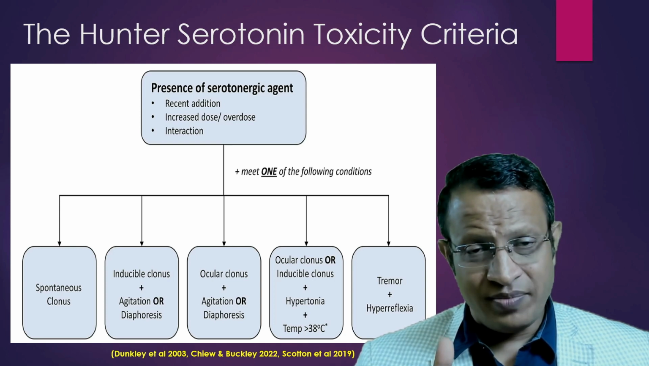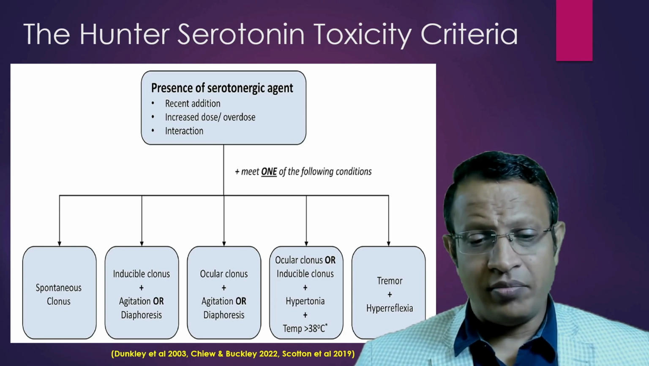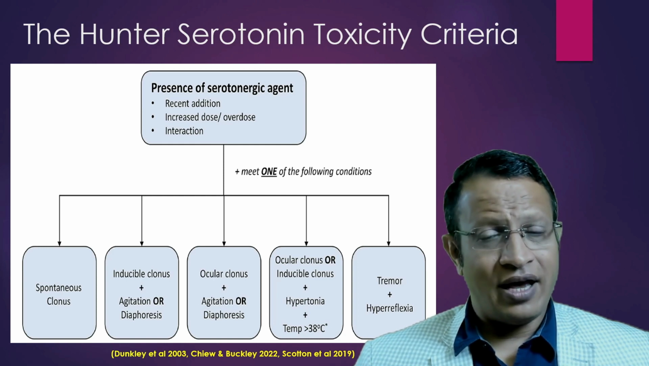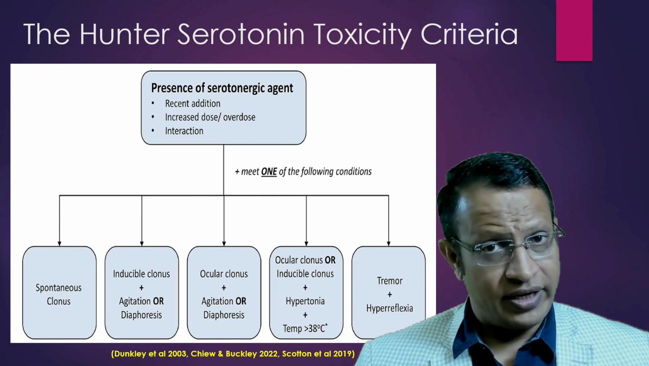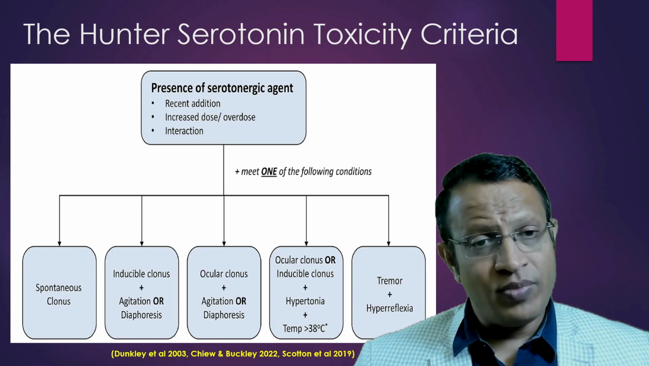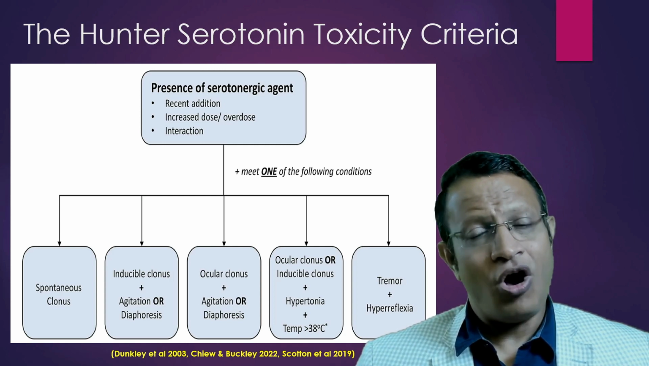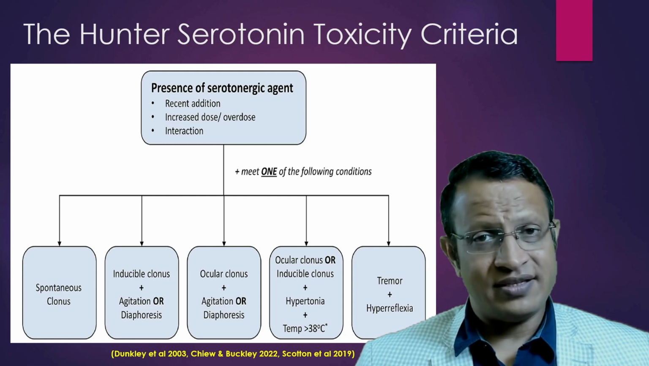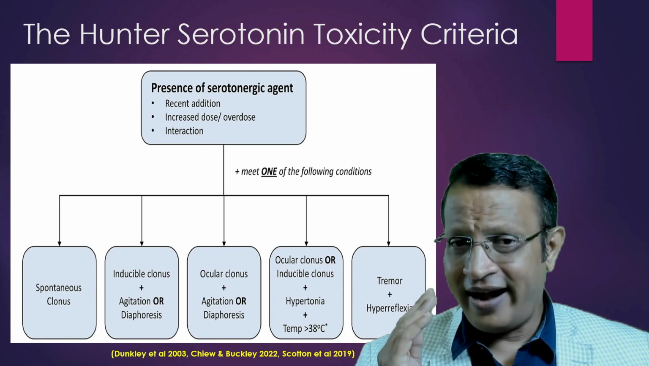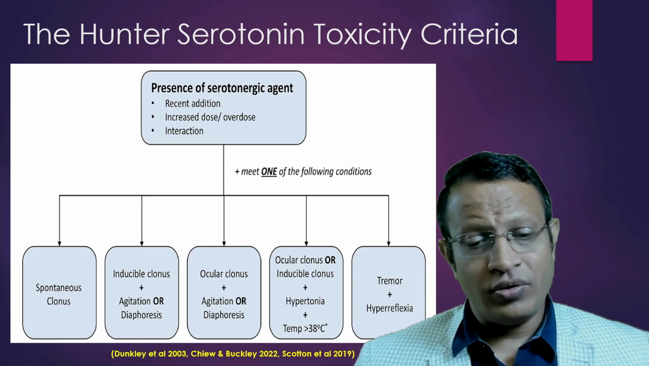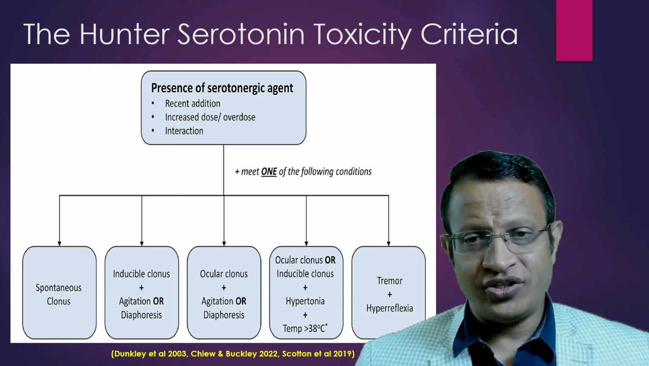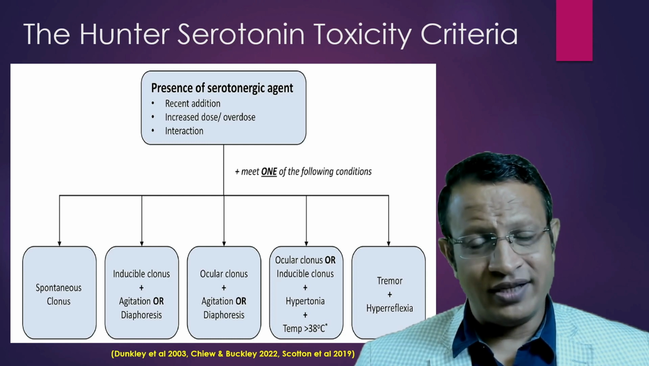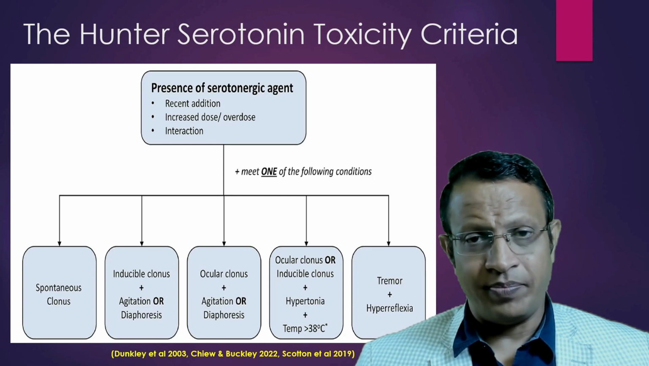That is the first major criteria. The minor criteria may be one of them. That is, along with the exposure to SSRI, there may be a spontaneous clonus, that is one, or else inducible clonus plus agitation or diaphoresis, or else ocular clonus and agitation, ocular clonus or inducible clonus, hypertonia, and increased temperature. The temperature should be more than 38 degrees centigrade.